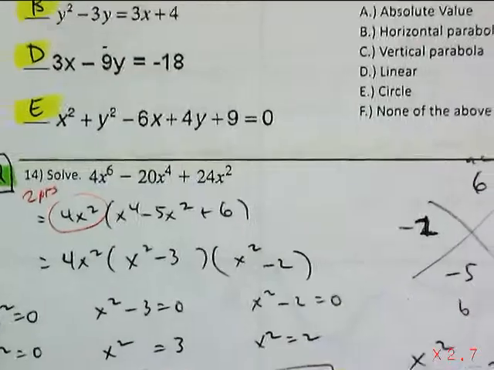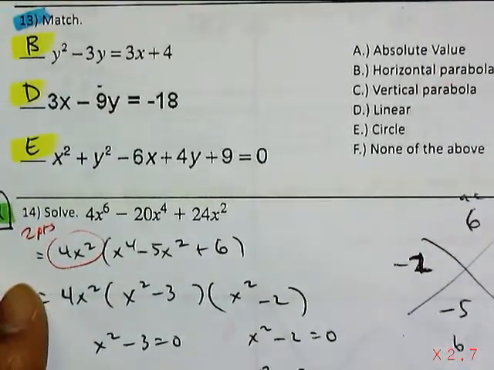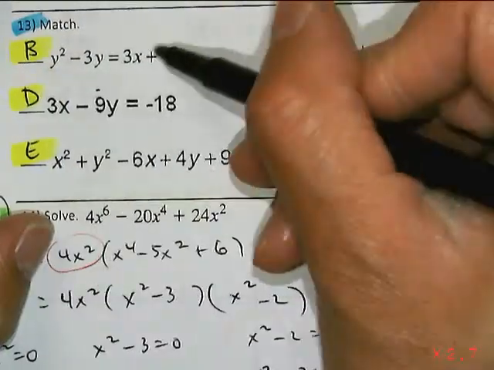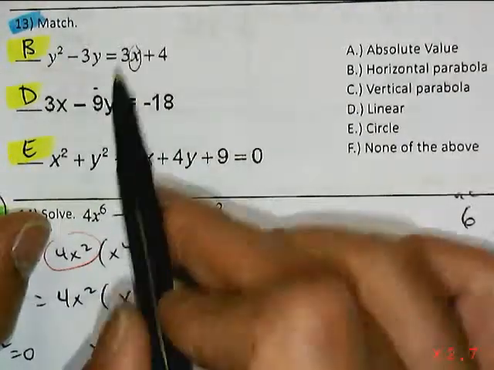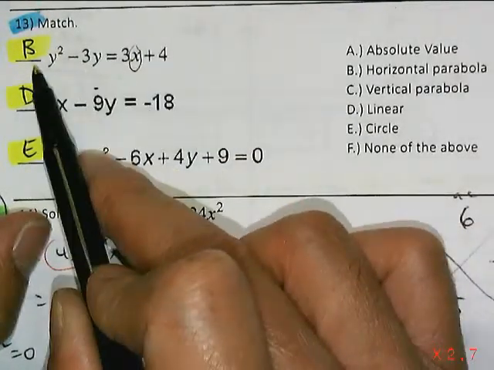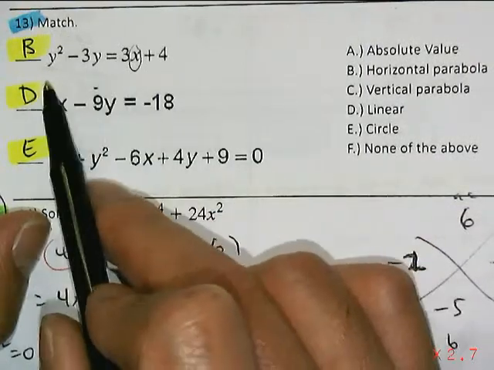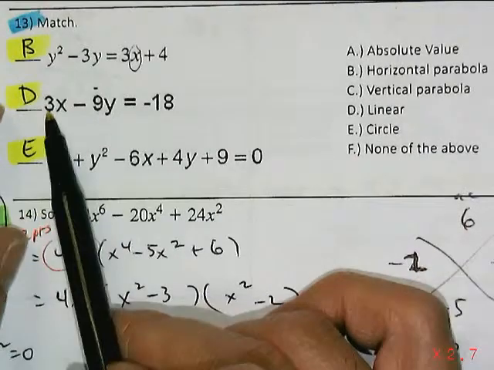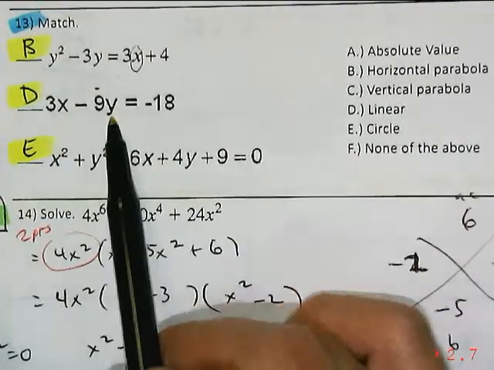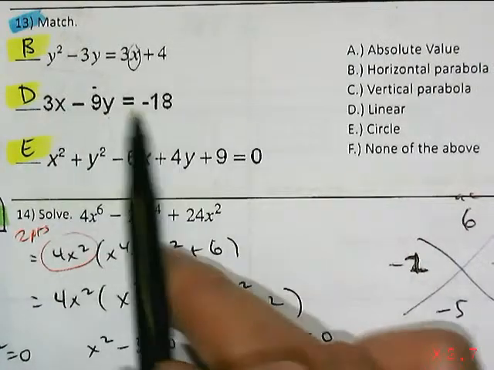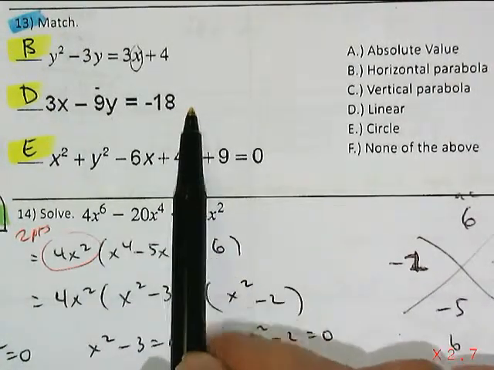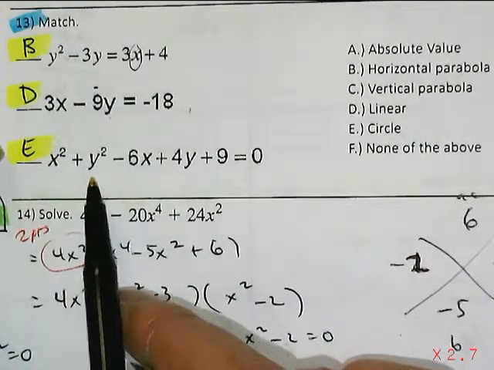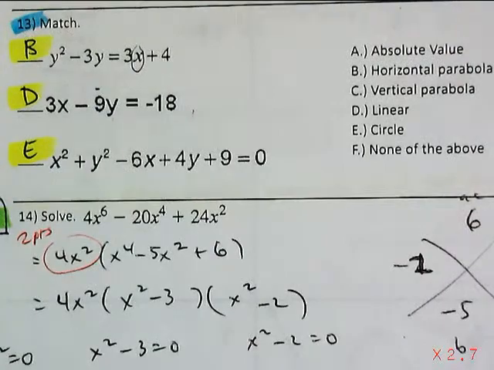Question number 13, you need to match these. I did give you more choices on purpose. If I look through this, this is the only x, and it's to the first power. The y is to the second power. That's a horizontal parabola. So horizontal parabola just has x to the first power, then y to the second power. I look here and I recognize that x and y both have to the first power, which means that's the highest power, which means that's a linear equation, D. And if x and y both have to the power of 2, it's automatically a circle. So that would be E.